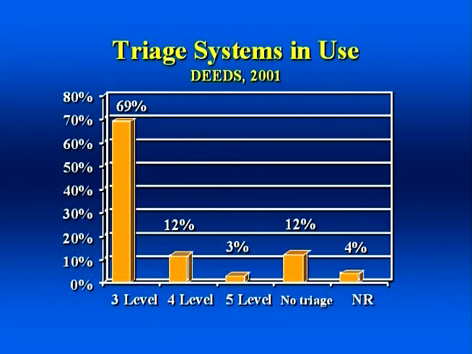So what systems are we using in the United States? This data is the DEEDS data, published in 2001 by the Emergency Nurses Association, and reflects approximately 1/3 of all emergency departments in the United States. As you can see, at that time, most emergency departments were still using 3-level systems, with a few using 4-level and even fewer using 5-level. We expect that number will continue to dramatically shift towards more and more hospitals using 5-level systems.